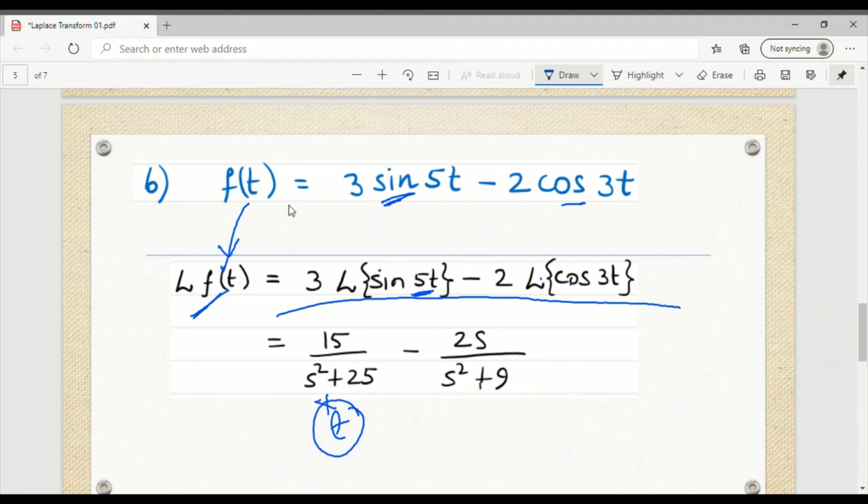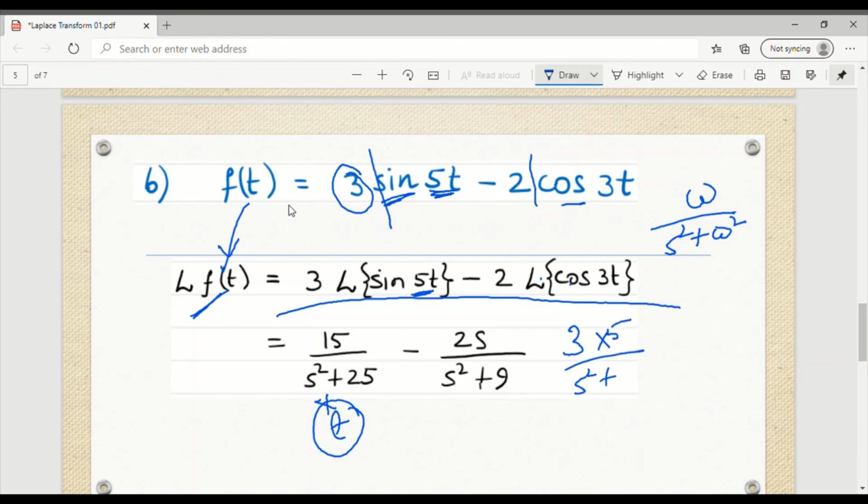So how we have written down here 15 by this much: always take the constant out and then write the formula. You are writing down 3 Laplace of sine 5t. What is Laplace of sine 5t? We had seen that the denominator is s square plus omega square. What is my numerator for sine? The numerator is omega. And what is omega here? Whatever is there with your t, that constant 5, is your omega. So 3 into 5 by s square plus omega square, 5 square, and this is your 15 by this much.